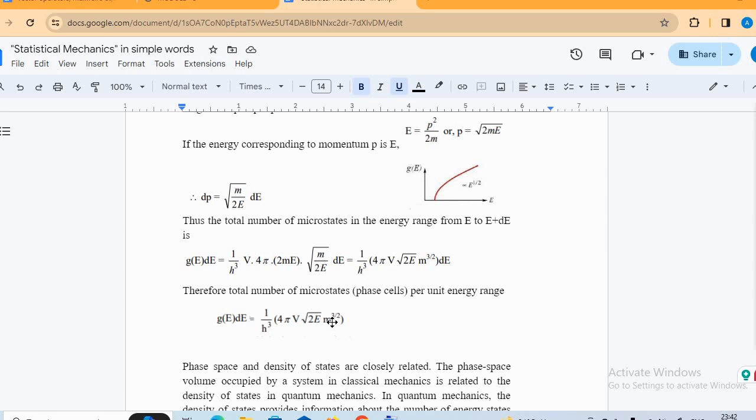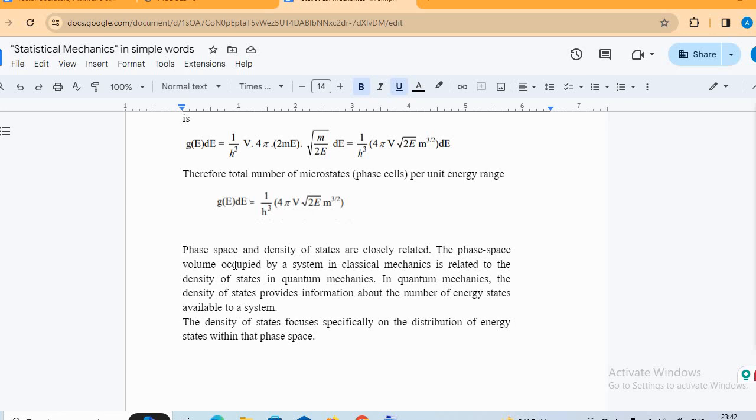So what is variable? One can see in this relation that g and E are related, so g is proportional to E to the power one half. So graphically one can plot the density of states. The phase space and density of states are closely related. The phase space volume occupied by a system in classical mechanics is related to the density of states in quantum mechanics.